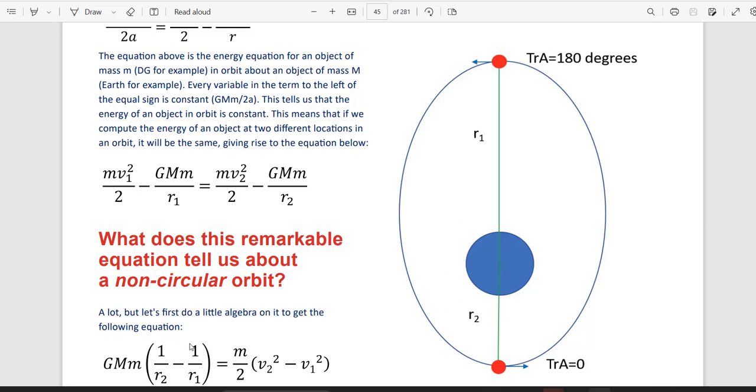So if 1/r2 is greater than 1/r1, this side of the equation is going to be positive. If this side of the equation is positive, that means that v2 must be greater than v1. So what that's telling us is that the closer an object is to that which it's orbiting, the faster it will be moving. Okay, so the Delta Glider in this orbit will be moving faster at this point here than it will be moving at this point here.